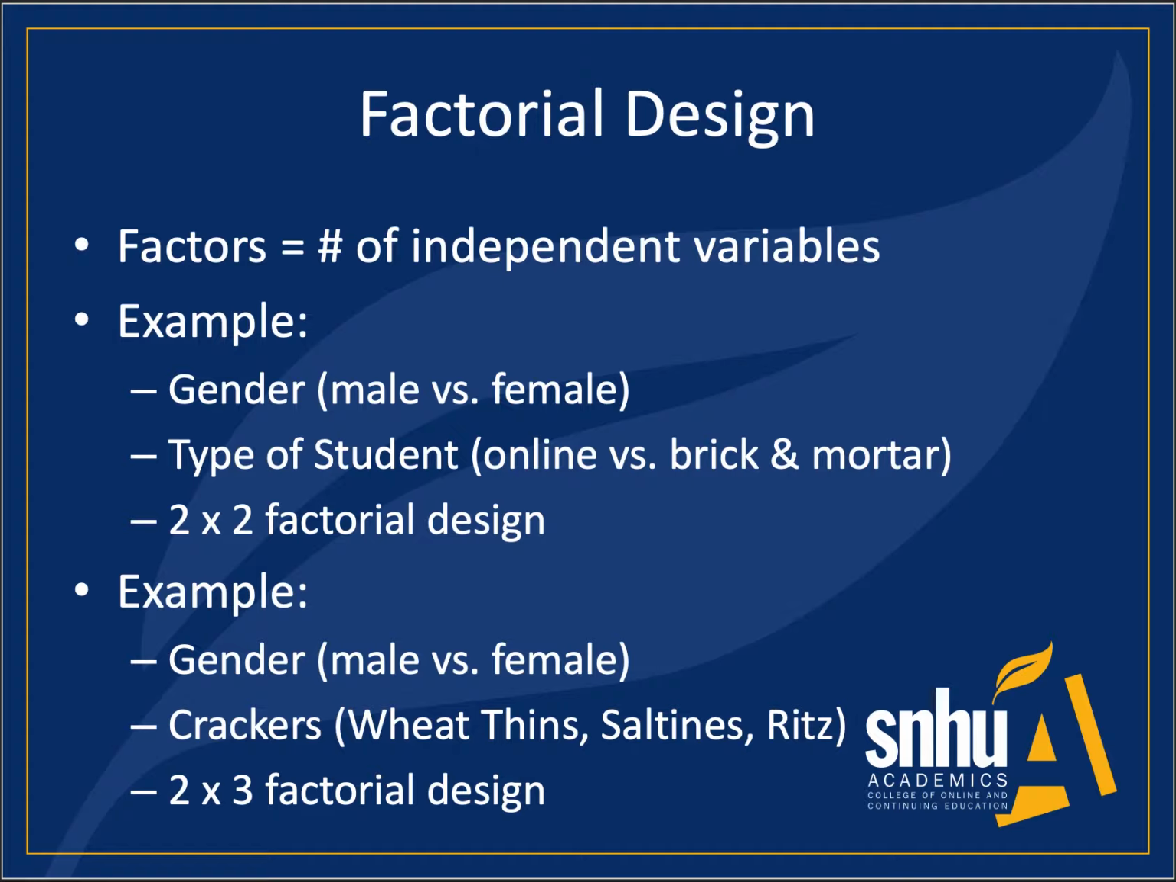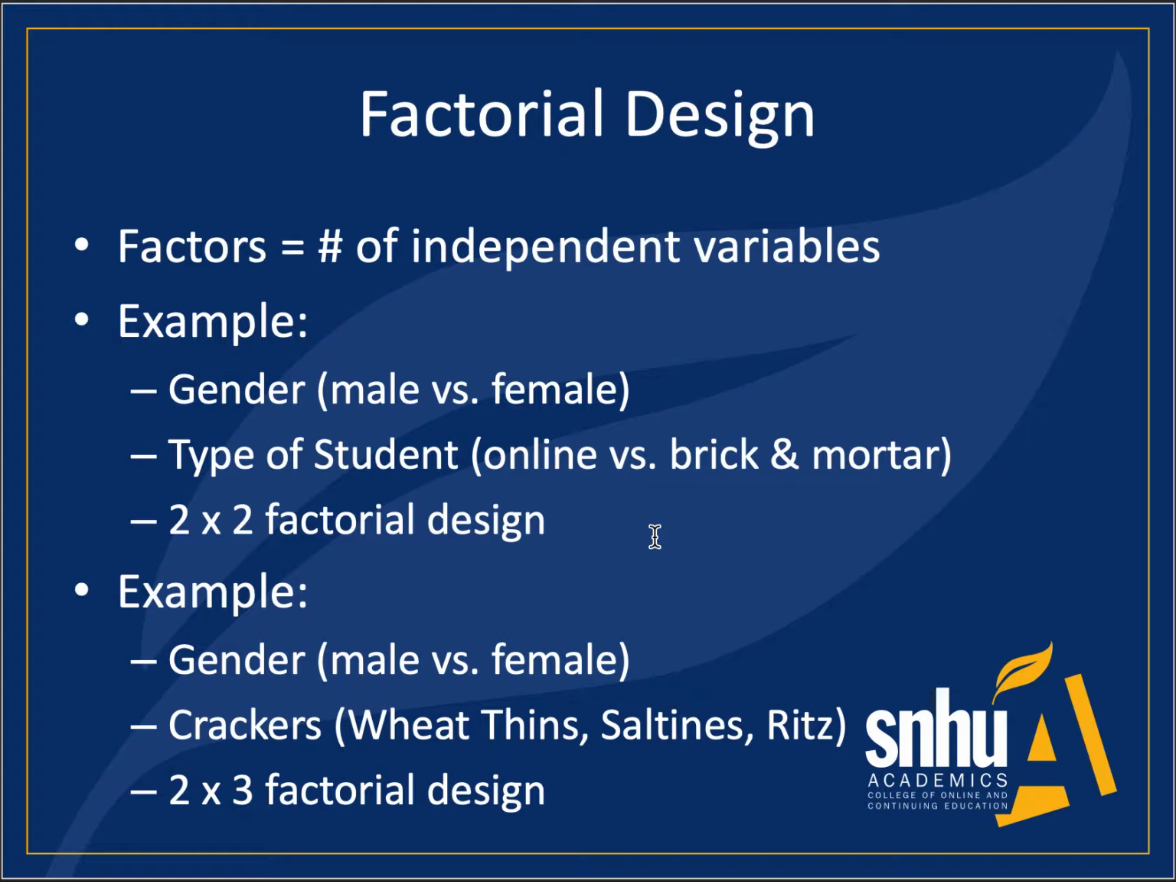Another example is whether or not gender, being male or female, has an impact on stress level. In this case, it's a 2 by 2 because there are two levels of the independent variable. There are two levels of gender, male versus female, two levels of type of student, online versus brick and mortar. That number of factorial design will change depending on how many levels there are.